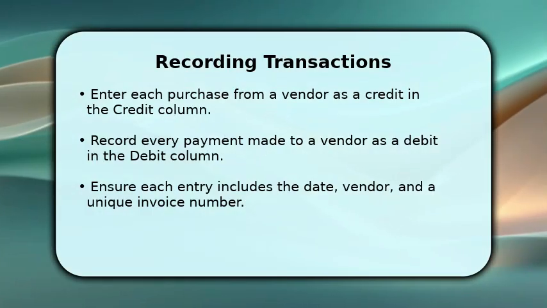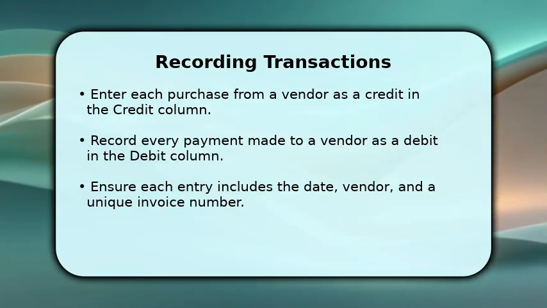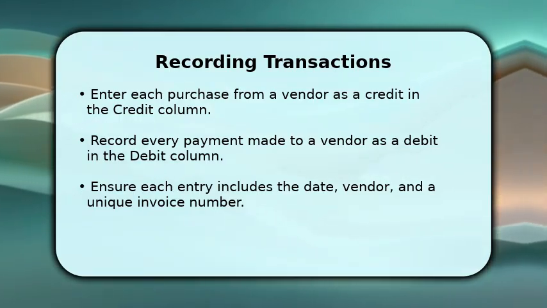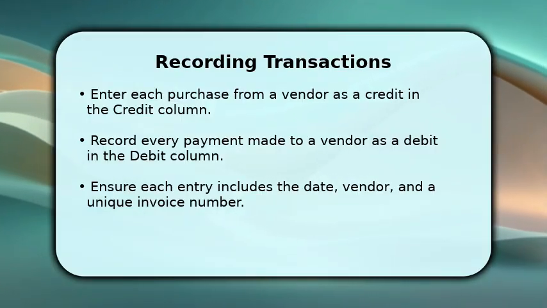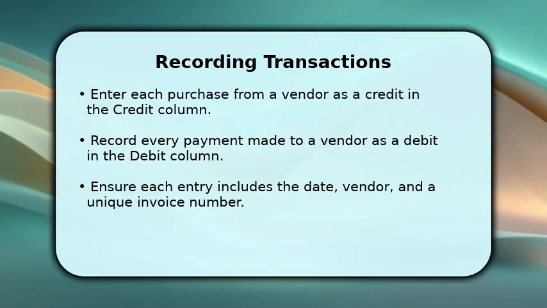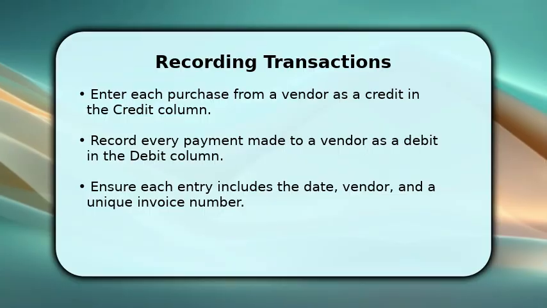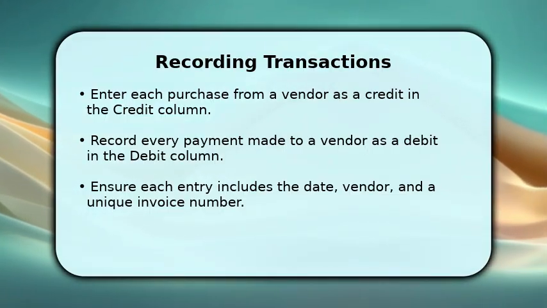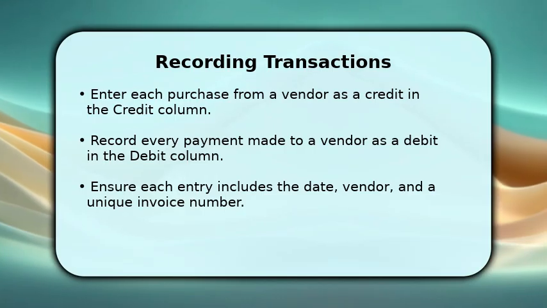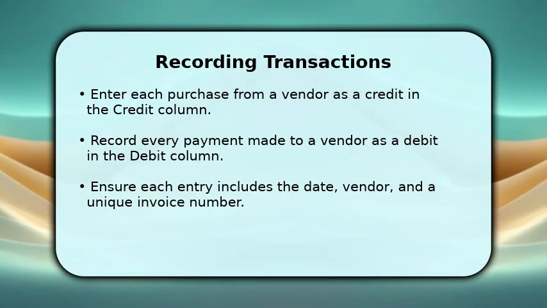Now let's focus on recording your transactions. When you make a purchase from a vendor, enter the amount in the credit column, as this increases your liability. Conversely, when you make a payment to a vendor, record that amount in the debit column, reducing your outstanding balance. It is vital to include the date, the specific vendor, and a unique invoice number for every single entry to maintain clear and organized records.